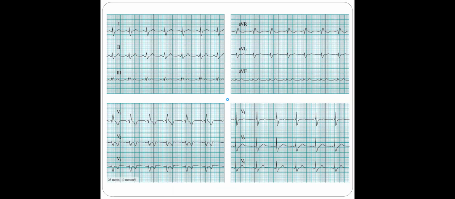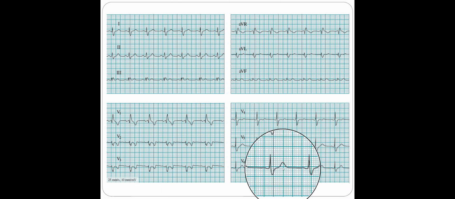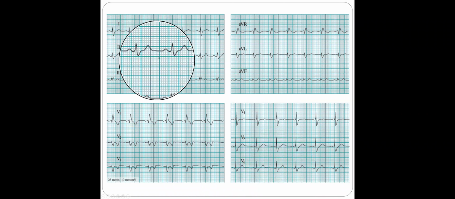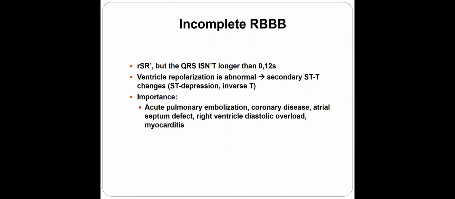Now, very similarly, look in V1 for RSR, that's the typical one, and a deep, wide S wave in V6 or on the left side in lead 1 and lead 2. That's it, period. Now, this is what I mentioned about the incomplete. If we have the typical RSR pattern in V1 but the QRS is not wide, that can be an incomplete right bundle branch block. That's mostly due to stretching of the right side, coronary disease, defects, or ventricular diastolic overload, and so on.